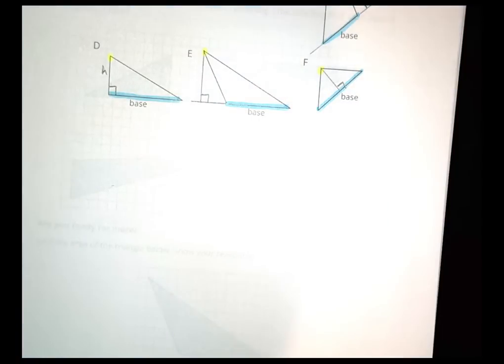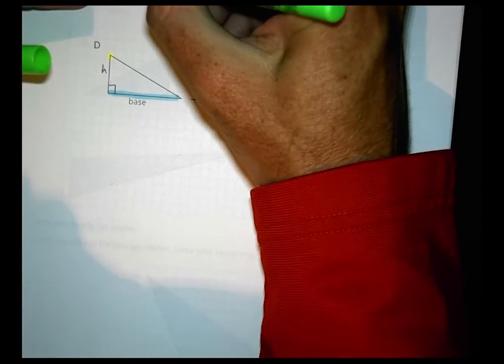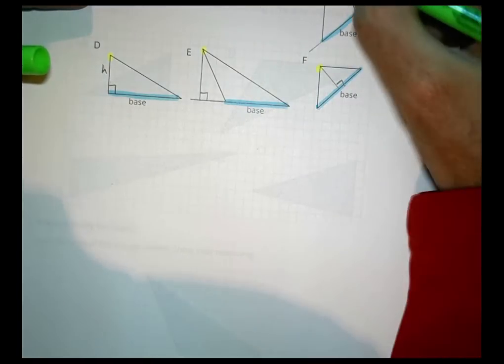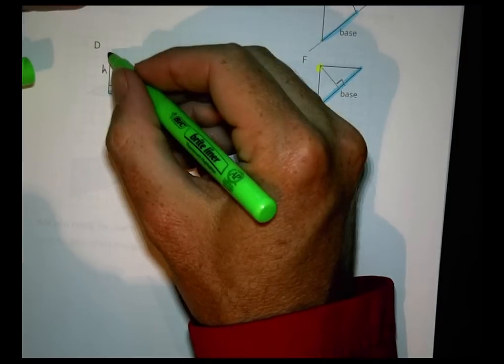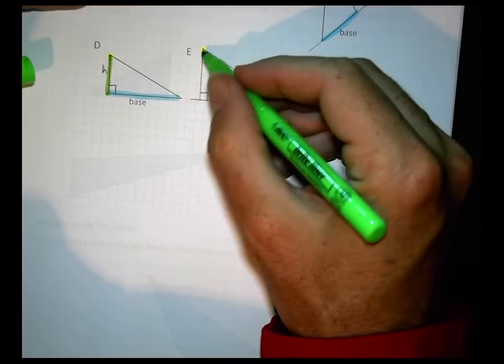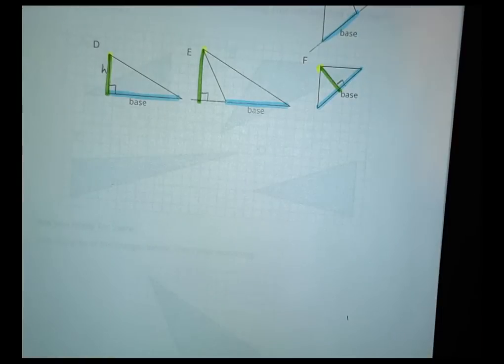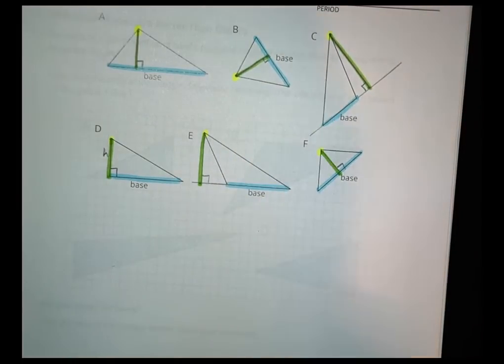Alright, so that worked out pretty well there. We have all of our heights which come off of that or near that vertex, and they make the 90 degree or the perpendicular line that either touches the base or at least lines up with the base. And that's the idea for all of those. Alright, let's turn the page and see what the next thing said to do.